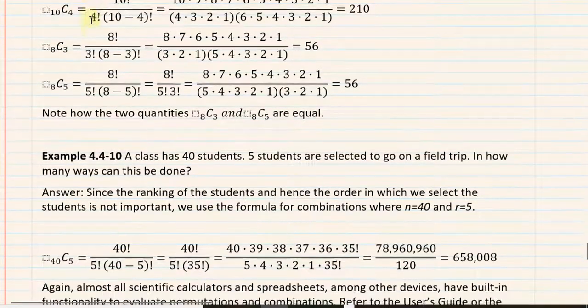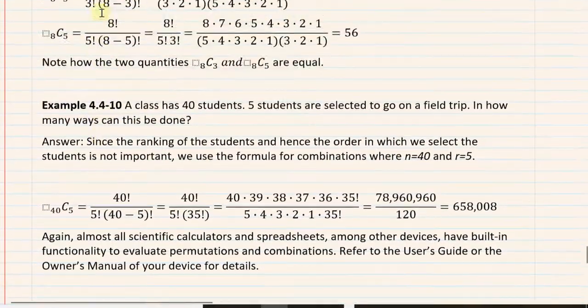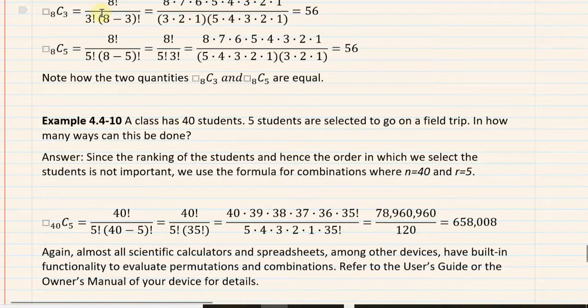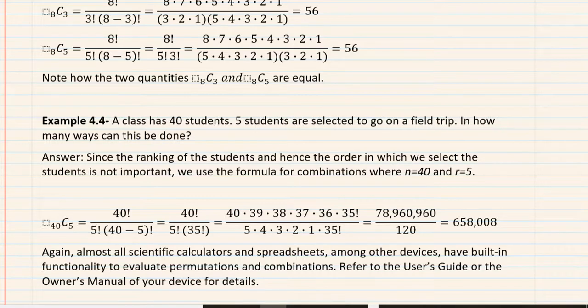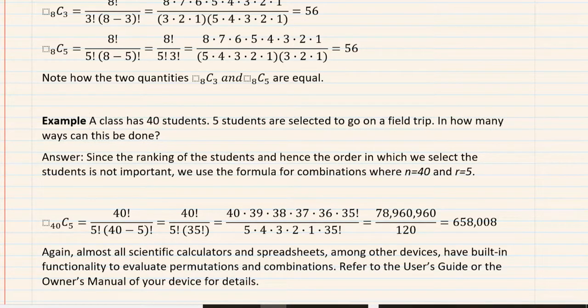Okay, now let's look at this next example. In our next example, let me take this actually out of it. There's no number that goes with this example. So in this example, it reads, a class has 40 students. 5 students are selected to go on a field trip. How many ways can this be done?